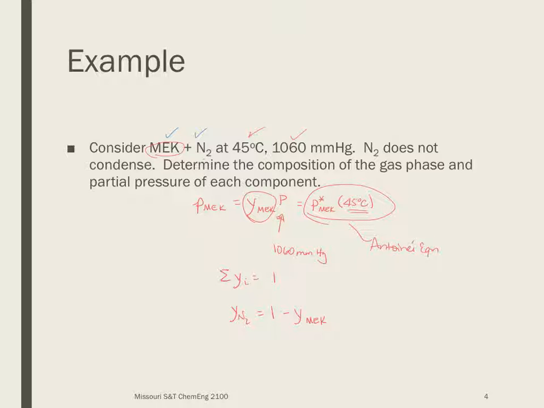An alternative form of this, remember, is for partial pressures. The sum of the partial pressures is the total pressure. So the partial pressure of nitrogen will equal the total pressure minus the partial pressure of the MEK. So that outlines what we're going to do in our solution.